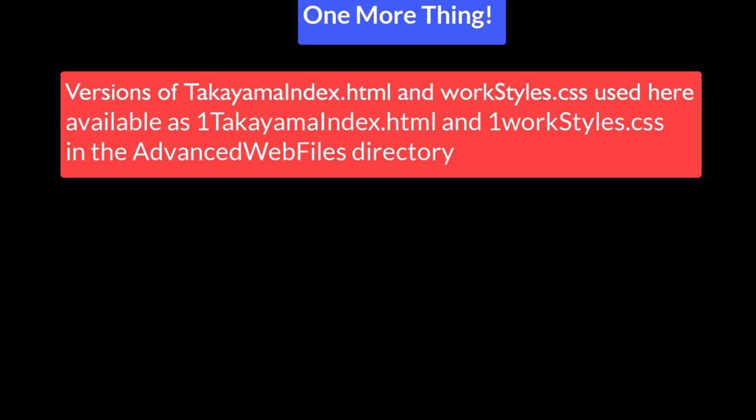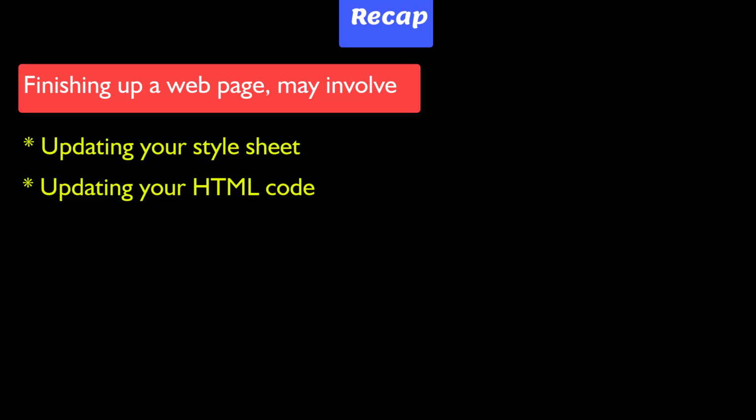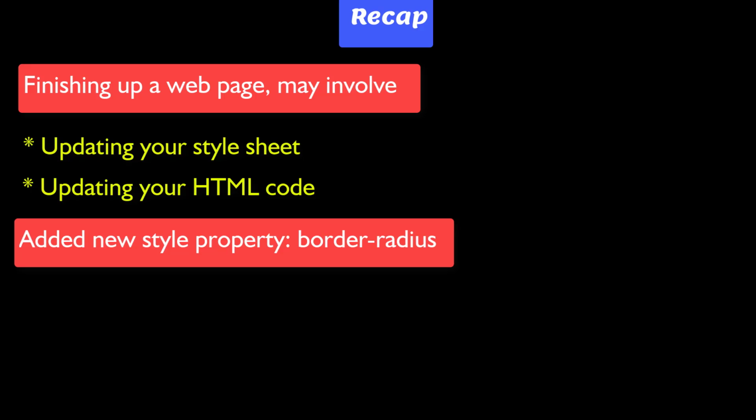The versions of TakayamaIndex.html and WorkStyles.css that we ended this lecture with are available under the names 1TakayamaIndex.html and 1WorkStyle.css in the Advanced Web Files directory if you want to see the end products in their entirety. In this session, we saw the typical trial and error steps in fleshing out a web page. This may well involve updating your style sheet as well as your HTML code. We added one new style property, border radius, which actually I use a lot in my work.